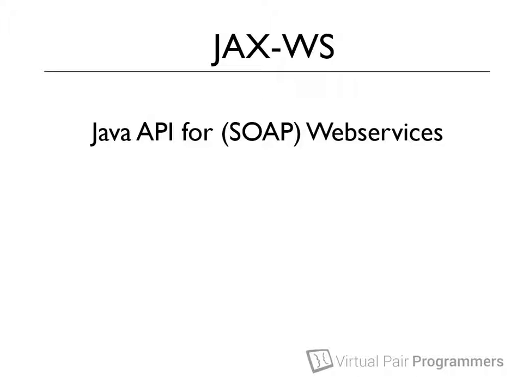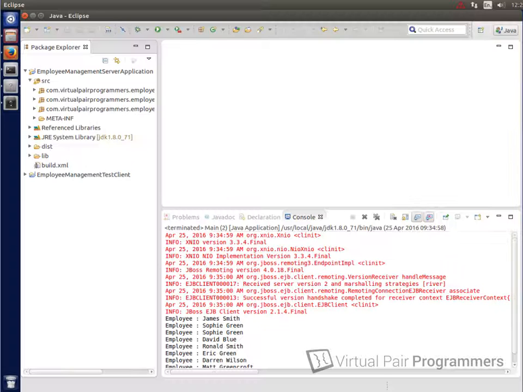JAX-WS is really simple to use, or at least at first. We're going to create an EJB and give it an extra annotation which is @WebService. Actually, as we'll see, we need to make some changes to our code, but the web service part is very simple. So let's go to our code in Eclipse. I hope you're going to follow along with me at this point.